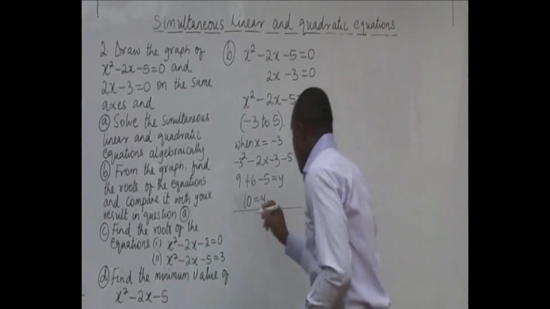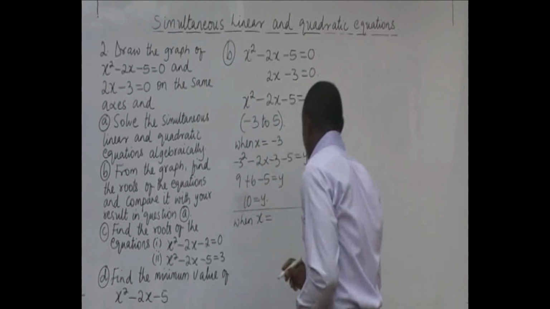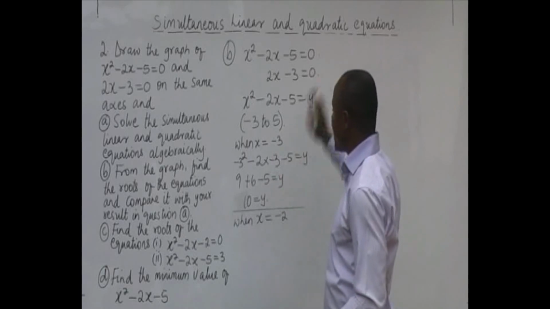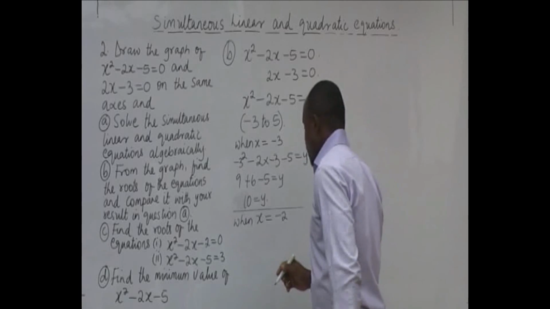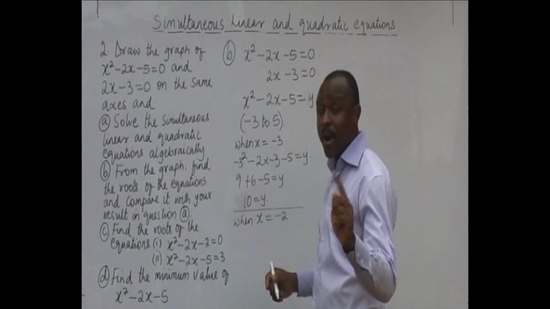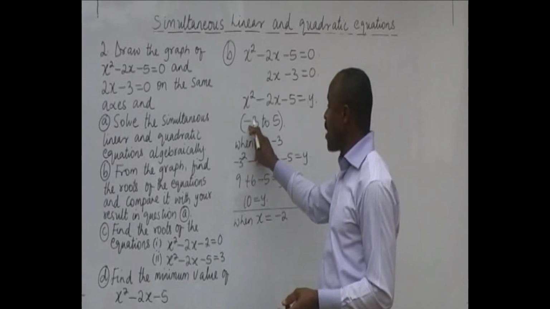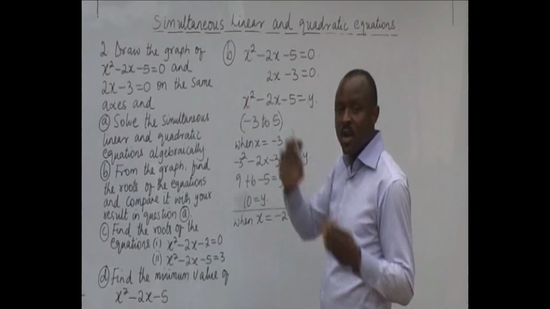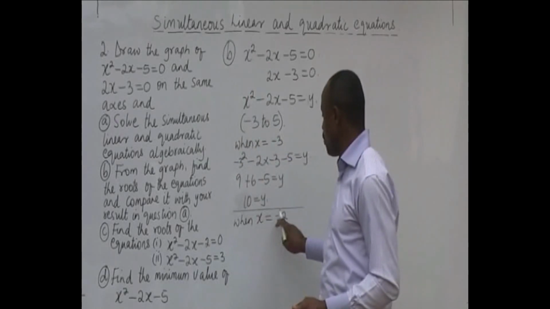The next will be when x is minus 2. The next number in ascending order after minus 3 is minus 2. Some students used to make the mistake. After minus 3, they will go to minus 4. Minus 4 is less than minus 3. When they say from minus 3 to plus 5, that means from the least to the greatest. When you are ascending, the next number after minus 3 should be minus 2.